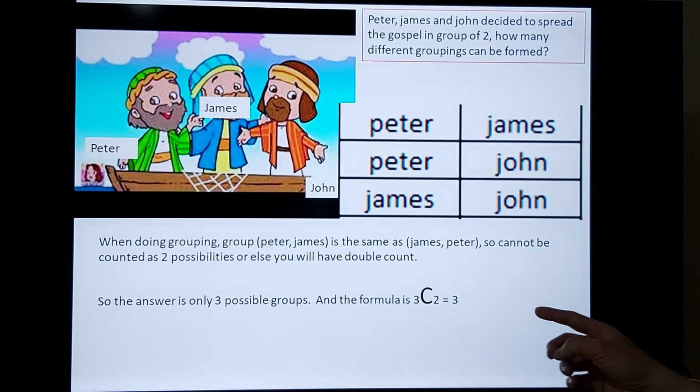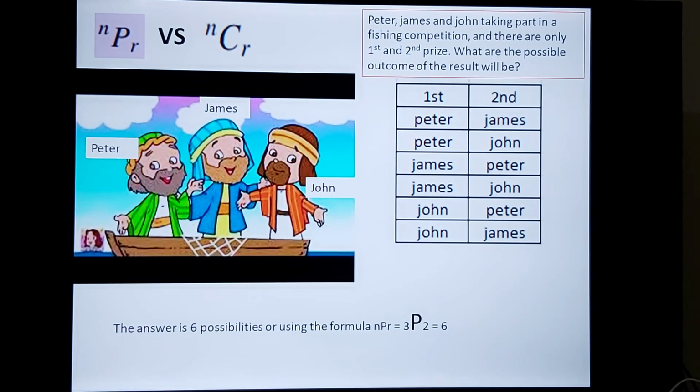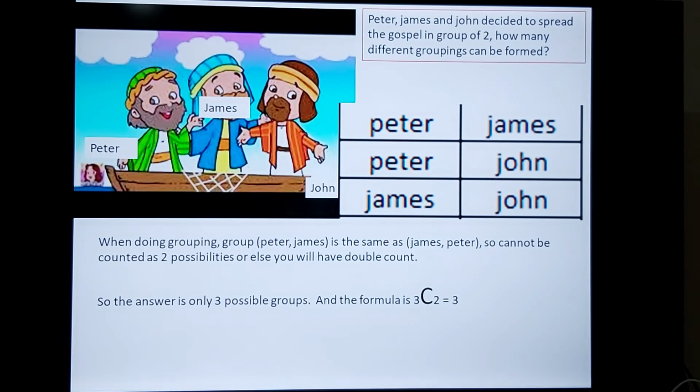So 3C2, what does it mean? It means from 3 people, I choose 2 to group them, not arrange them, to group them. nPr means I choose from 3 people, I choose 2, and then I arrange them. So what are the possibilities? In this case, it's 6. nCr will be 3.